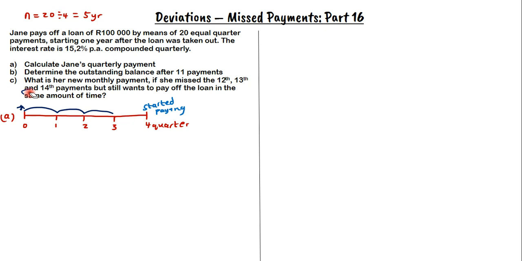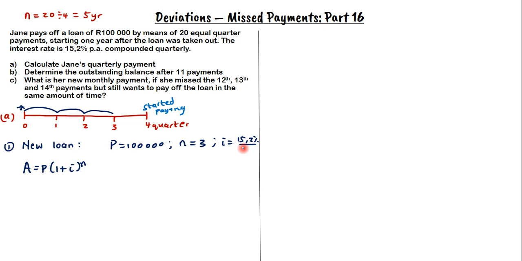Okay, so if I want to find Jane's quarterly payments, I must first get my new loan, because the 100,000 rand has grown. To do that, I'm going to be using the compound interest formula: A equals P into 1 plus i to the power of n. Here P is the loan amount, 100,000 rands, and n is the number of times the interest was charged, in this case 3 times. i is 15.2% compounded quarterly, so I divide this by 4. So the new loan is 100,000 rands into 1 plus 15.2% over 4, to the power of 3. And then let's press this into our calculator.